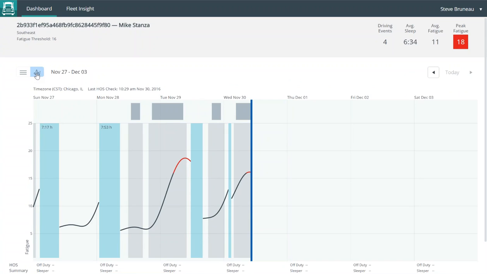And that basically concludes how to use the system to monitor the fatigue levels of your drivers and initiate driver engagement to intervene where appropriate.